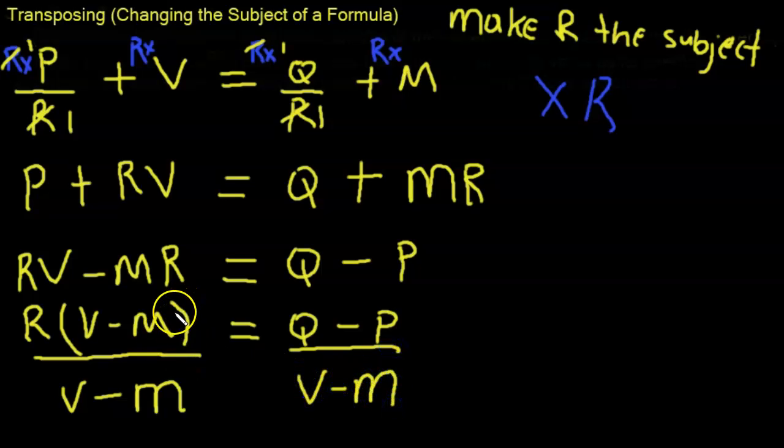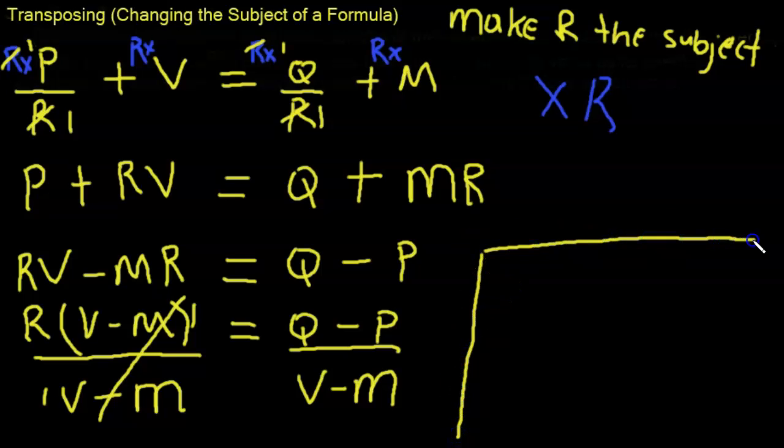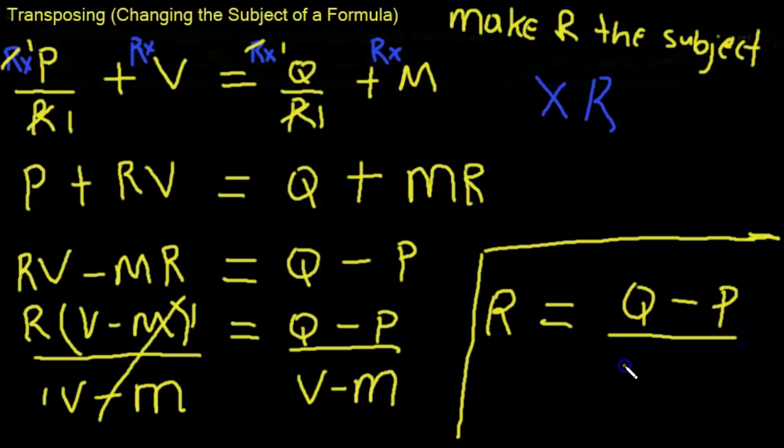And V minus M divided into that gives us 1. So hence, we have R as a subject now. And what is R? R is equal to Q minus P over V minus M.